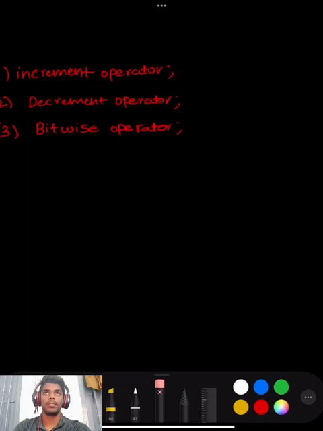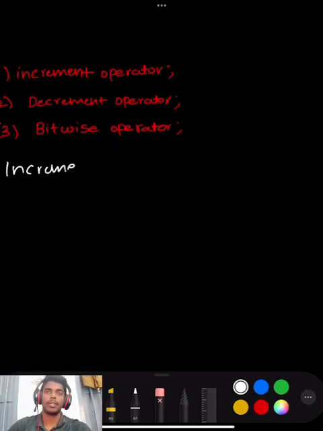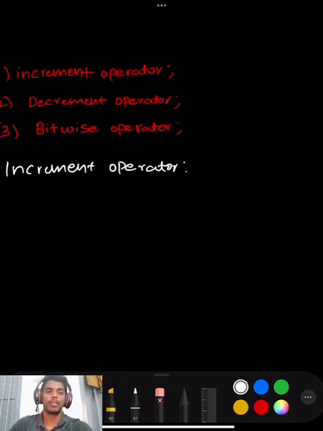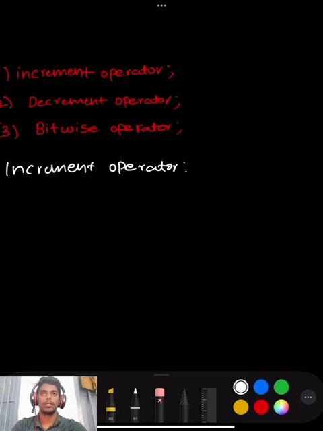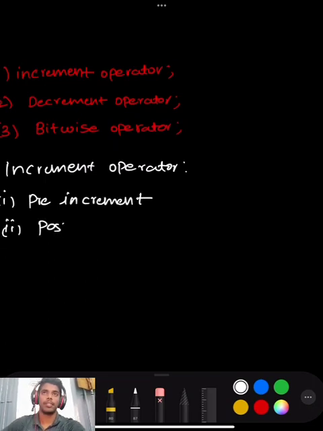Increment operator. Increment operators are the unary operators used to increment or add one to the operand value. The increment operator is denoted by the double plus symbol, that is plus plus. It has two types, pre-increment and post-increment operators. First one is pre-increment, then post-increment.